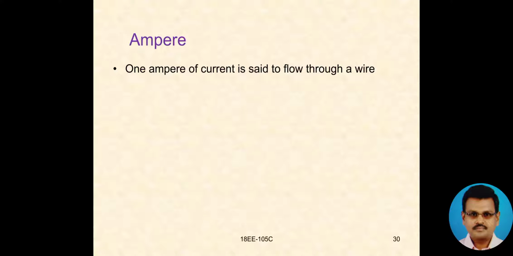As we saw in the earlier slide, current is equal to charge by time. So 1 ampere of current is said to flow through a wire or conductor when 1 coulomb of charge flows in 1 second. I will repeat once again, it is very important: 1 ampere of current is said to flow through a wire when 1 coulomb of charge flows in 1 second. So this is the current of 1 ampere.